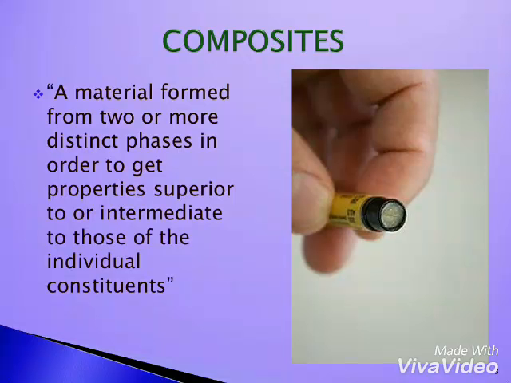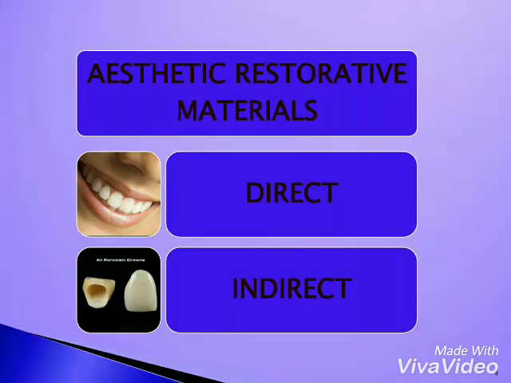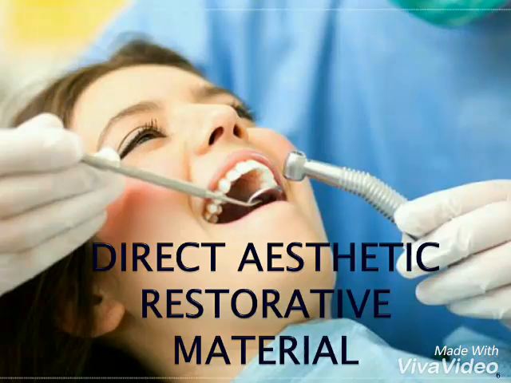Dental composites are composed of two phases, a continuous phase and a dispersed phase. As I told you, a composite is a combination of two or more dissimilar materials. One of them is a polymer matrix and the second one is a filler particle. The polymer matrix acts as a continuous phase, whereas the filler particles act as a dispersed phase. Dental composites are aesthetic restorative materials, and since they do not require any lab work or lab procedure to do the restoration, they are called direct aesthetic restorative materials.